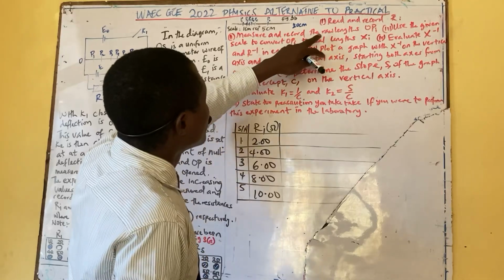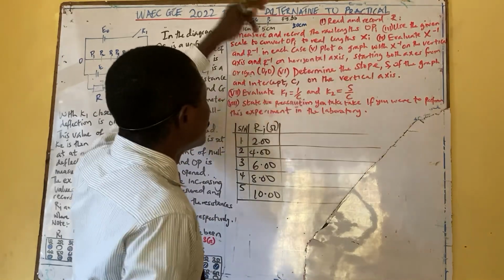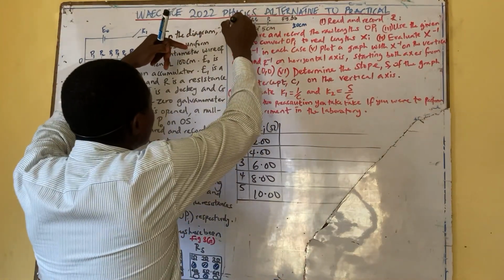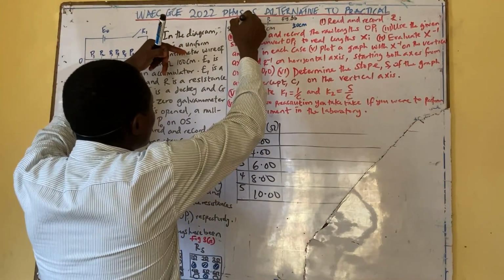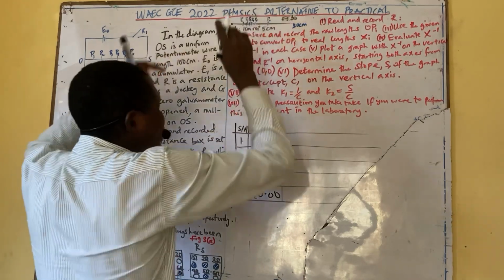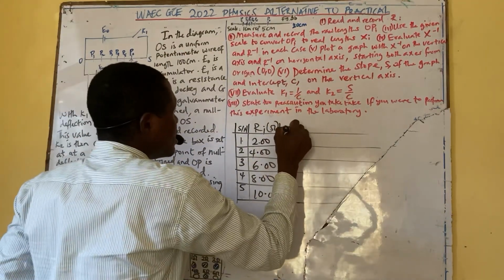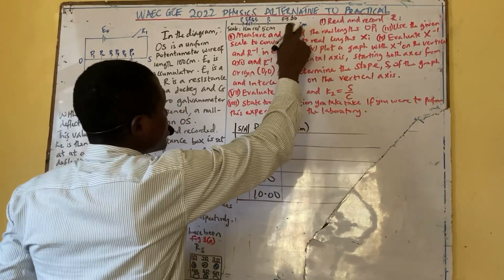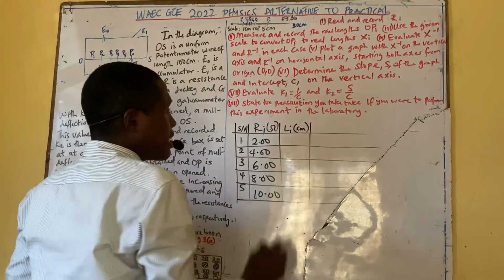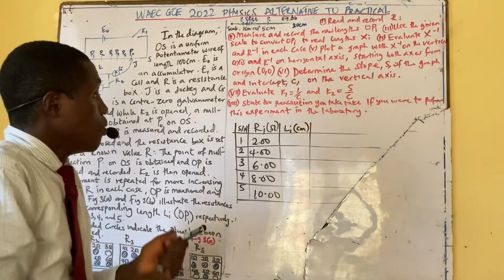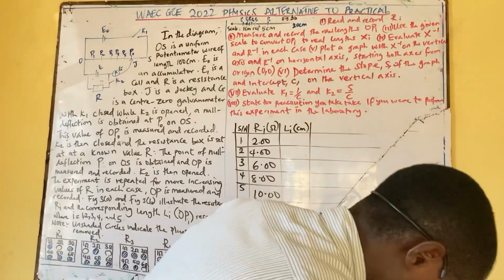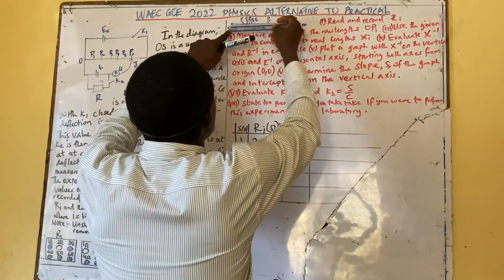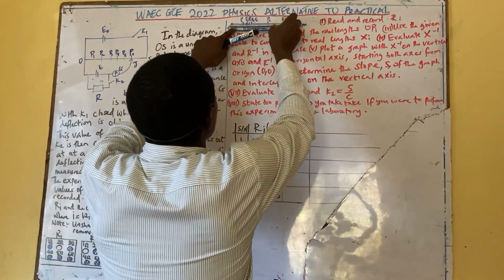Now we are told to measure and record the raw length of OPi. The raw length of OPi is the distance between this point and this point, to P1, to P2, to P3, to P4. That's the raw length. You call the raw length Li, which is measured in centimeter. Now you take your ruler and place it on this measurement.